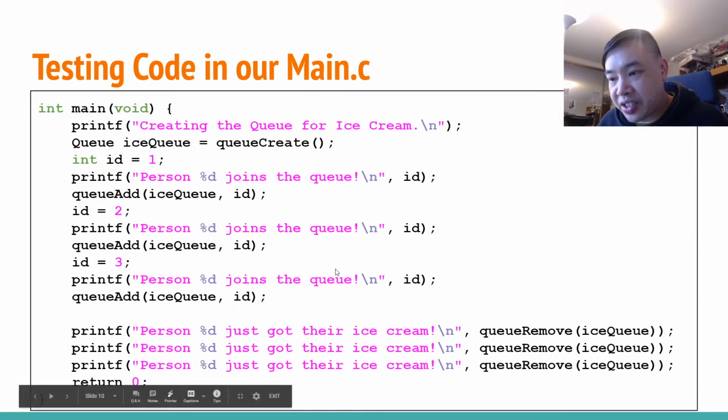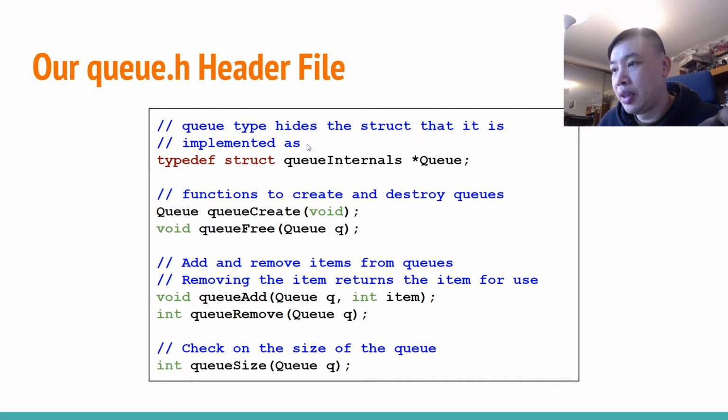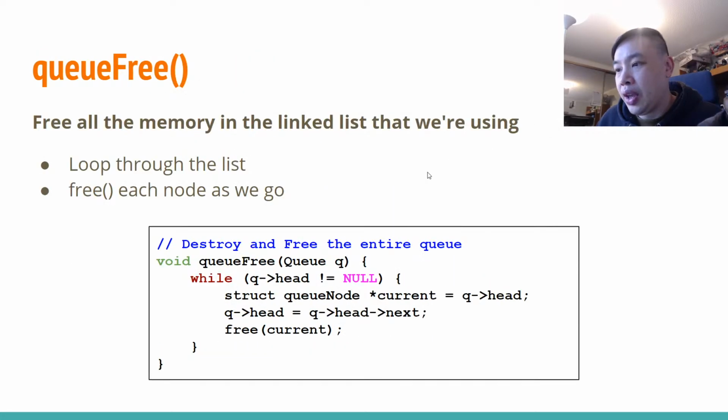Okay, so we've got our test code here. This is the same code that's in our main. So let's look at making sure that if, for example, the shop closes, and there's still people in the queue, we have to say, sorry, you all have to go home. We're going to free the queue.